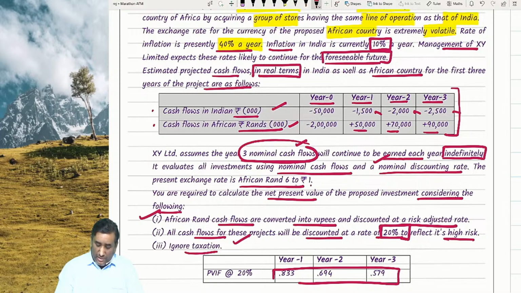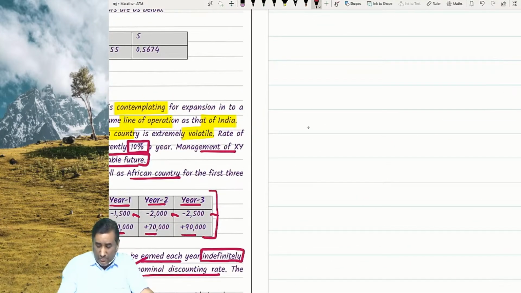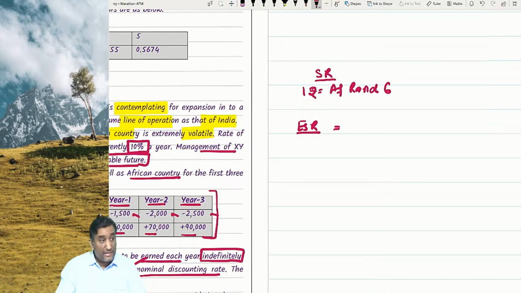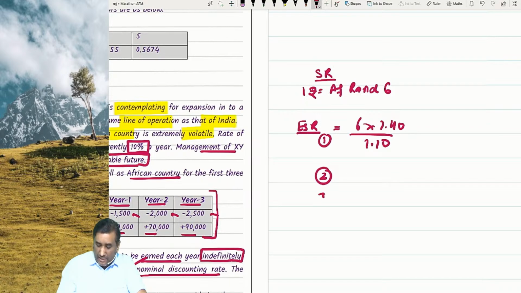And remember, 1 rupee is equal to African rand 6. That means if you recall the formula we just did, when I calculate ESR, the right hand side is 1 rupee is equal to African rand, how much? 6. Right hand side is Africa now: 6 into 1.40 divided by 1.10. This will be first year. Then into 1.40, 1.10. Then into 1.40, 1.10. 3 rates will calculate. So first year I'll calculate, second year I'll calculate, third year I'll calculate.